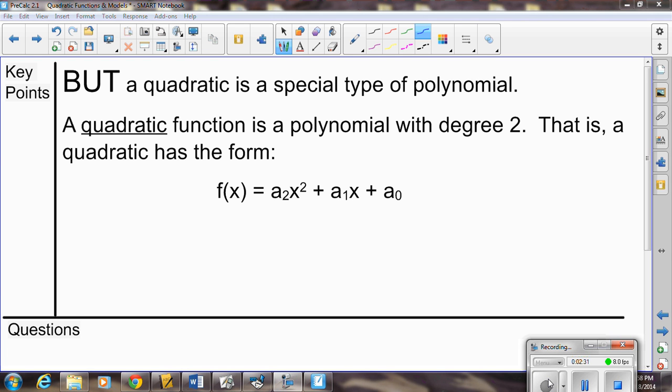Most of the time, people do not present quadratics using a2, a1, and a0. They generally just use a, b, and c. And we will follow this convention throughout the rest of the video. ax squared plus bx plus c is the format for quadratics. Now, this is frequently referred to as general form.